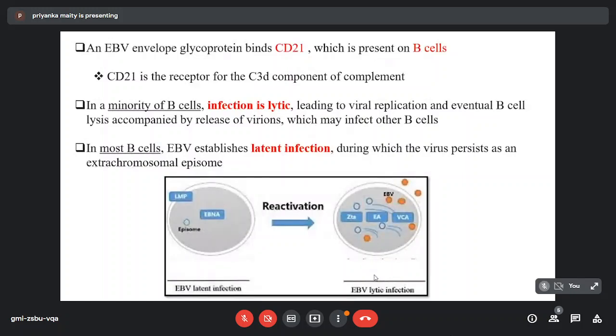EBV can cause two kinds of infection in B cells. In a minority of B cells, infection is lytic, leading to viral replication and eventual B cell lysis accompanied by release of virions, which may infect other B cells. In most B cells, EBV establishes latent infection, during which the virus persists as an extrachromosomal episome.